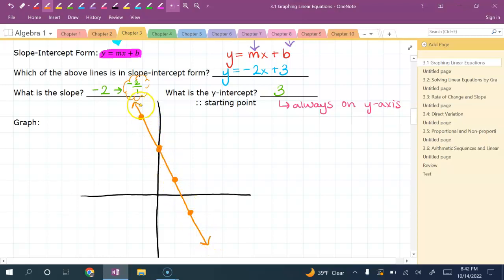When you draw the lines, they need to go through all those points, they need to keep going, and you need to put arrows on either side of your line because these are going to continue to go in both directions. Lines go on forever and ever in both directions. So make sure that you extend the lines beyond the points and you draw those arrows on either side.